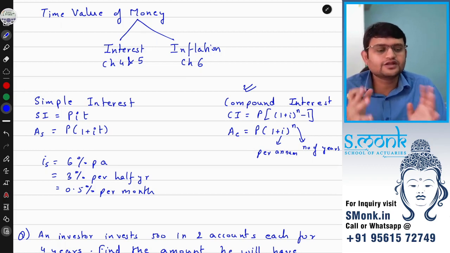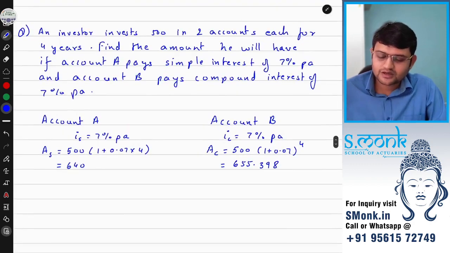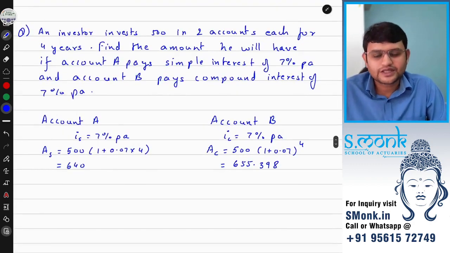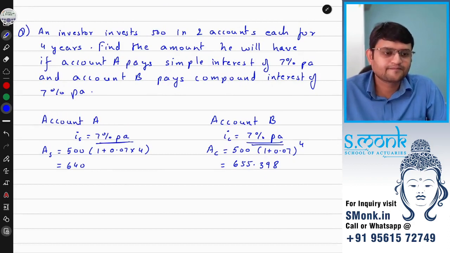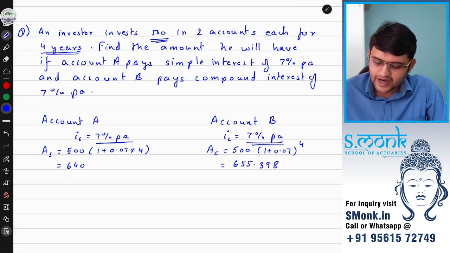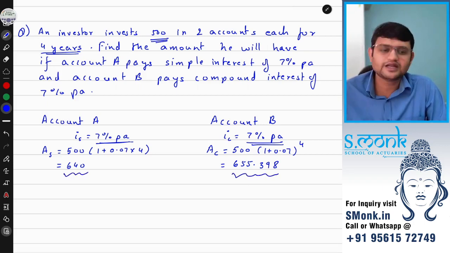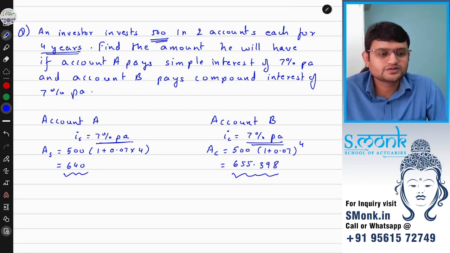But anyone, can you come up with anything that comes into your mind? At least from this question that we have solved. The rate of interest was exactly same. Invested for same number of years. The amount that was invested was same. But still we had two different answers. If we had one single answer, then it would have been fine. It would have been one method.